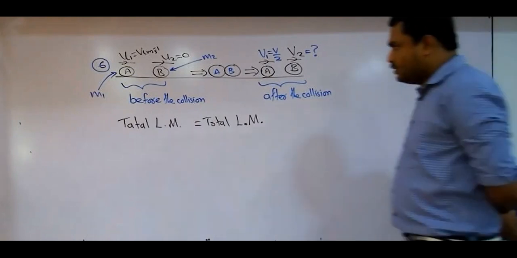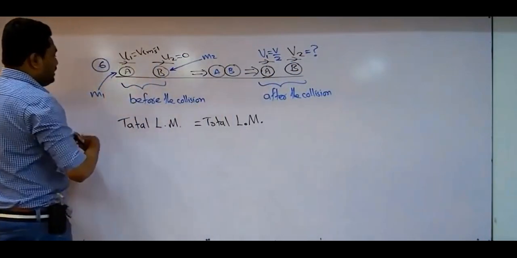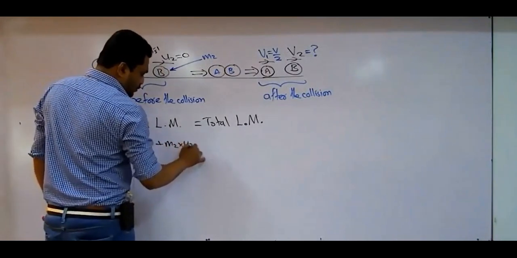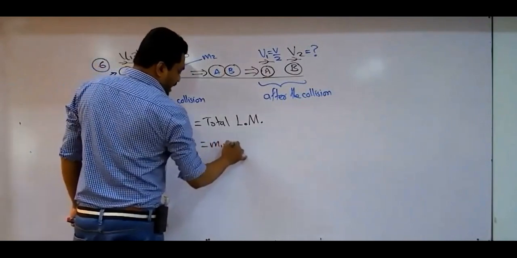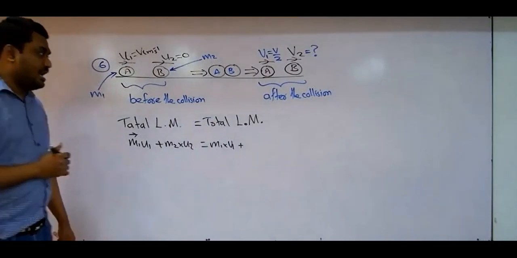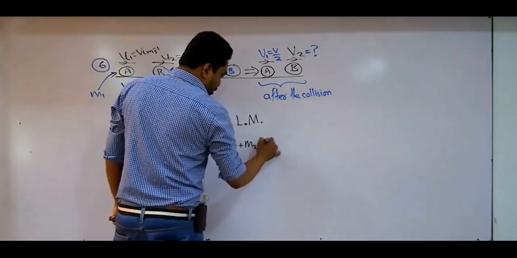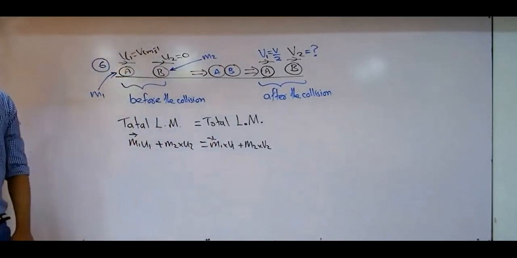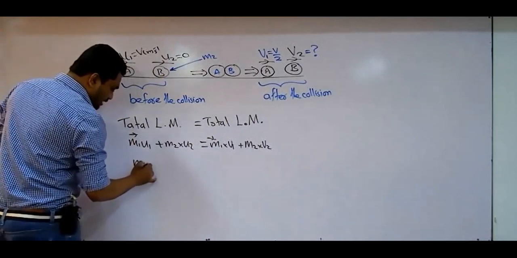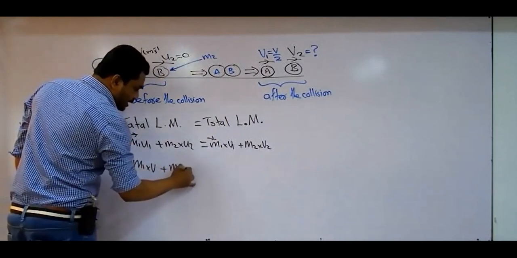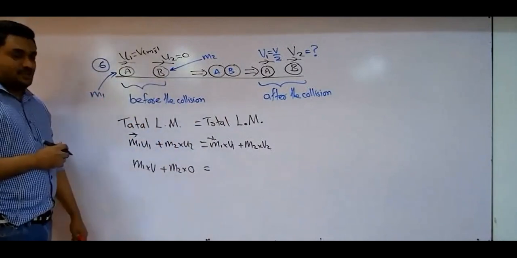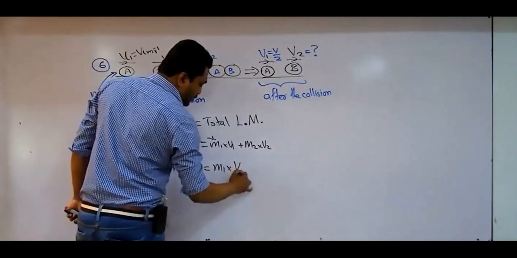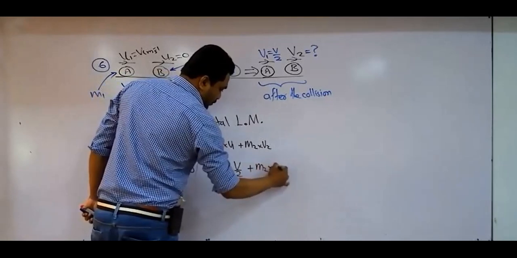Total linear momentum before the collision means, look at the board, m1 into u1 plus m2 into u2. m1 into v1 is the linear momentum after the collision, and m2 into v2, that's it. So we indicate the direction because linear momentum is a vector. So m1 into v plus m2 into the initial velocity of the other object, which is 0. After the collision, the velocity of A becomes half of its original velocity, m1 into v over 2, plus m2 into v2.